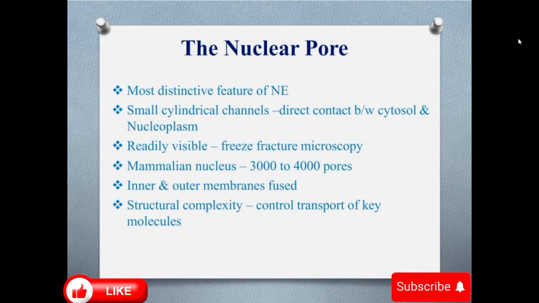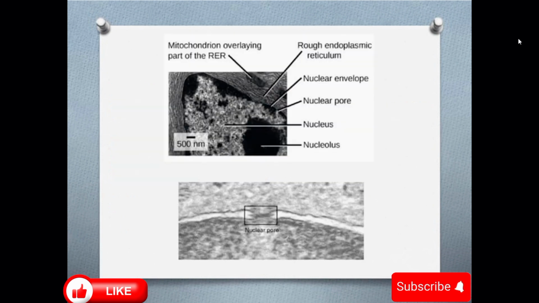In the mammalian nucleus, the nuclear envelope is composed of 3000 to 4000 pores. The inner and outer membranes are fused here, and the transport of various types of material takes place through the nuclear pore. These are the electron microscope structures of the nuclear pore.